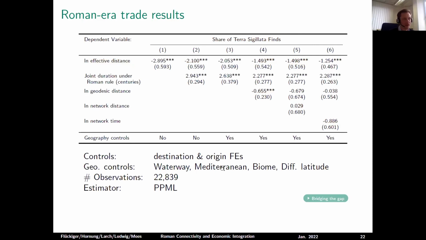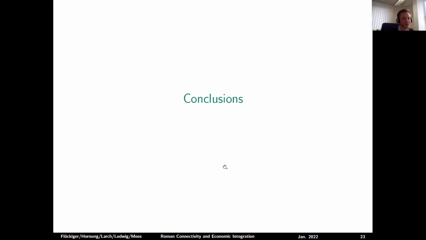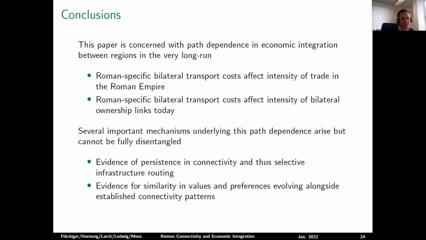And that's basically, I guess this is all the time I had. So I'm happy to conclude real quick. The paper that we are about to publish was concerned with path dependence mostly and economic integration between regions in the very long run. For that, we showed, first of all, that the Roman specific transport costs affect trade in the Roman Empire. And then later we show that it also affects the intensity of bilateral ownership links, so business links today.